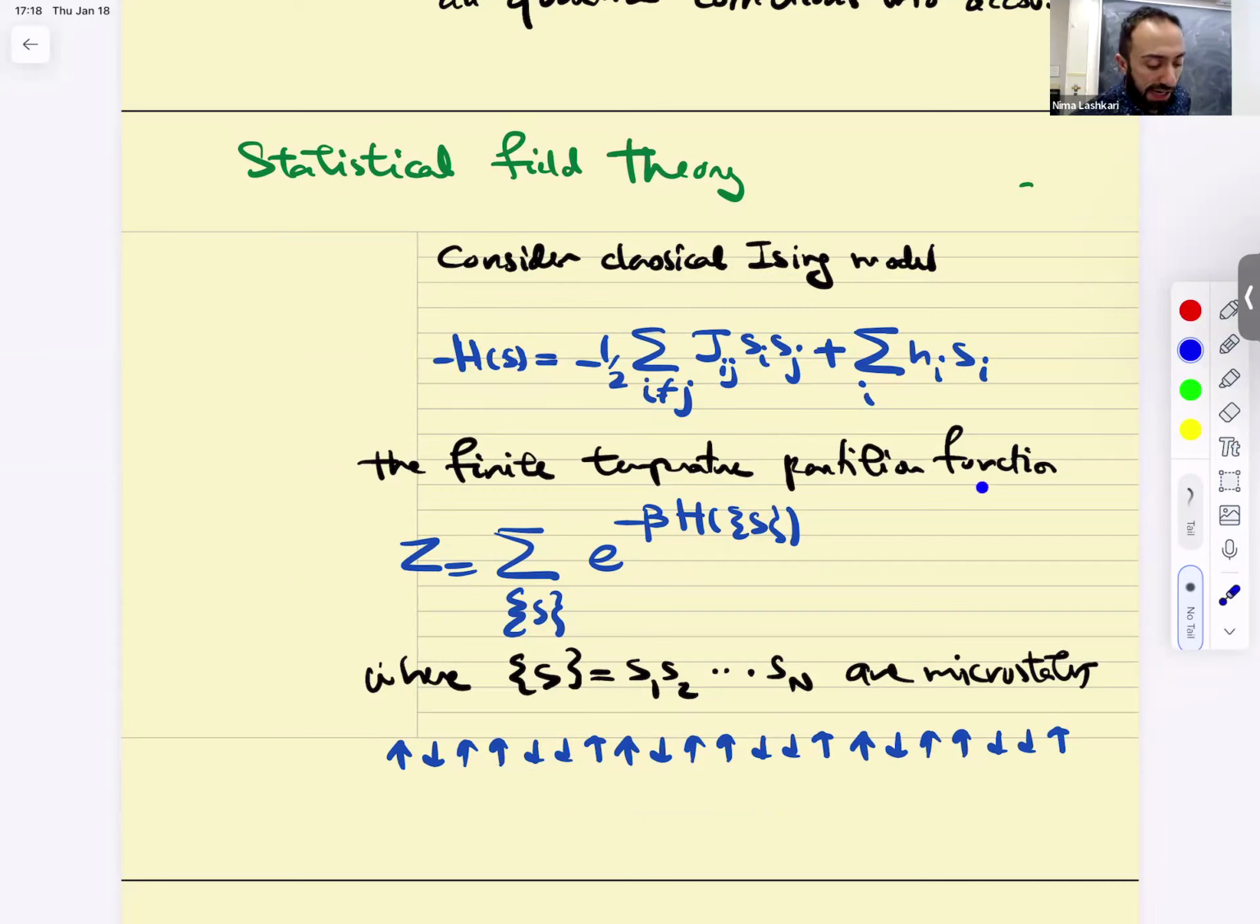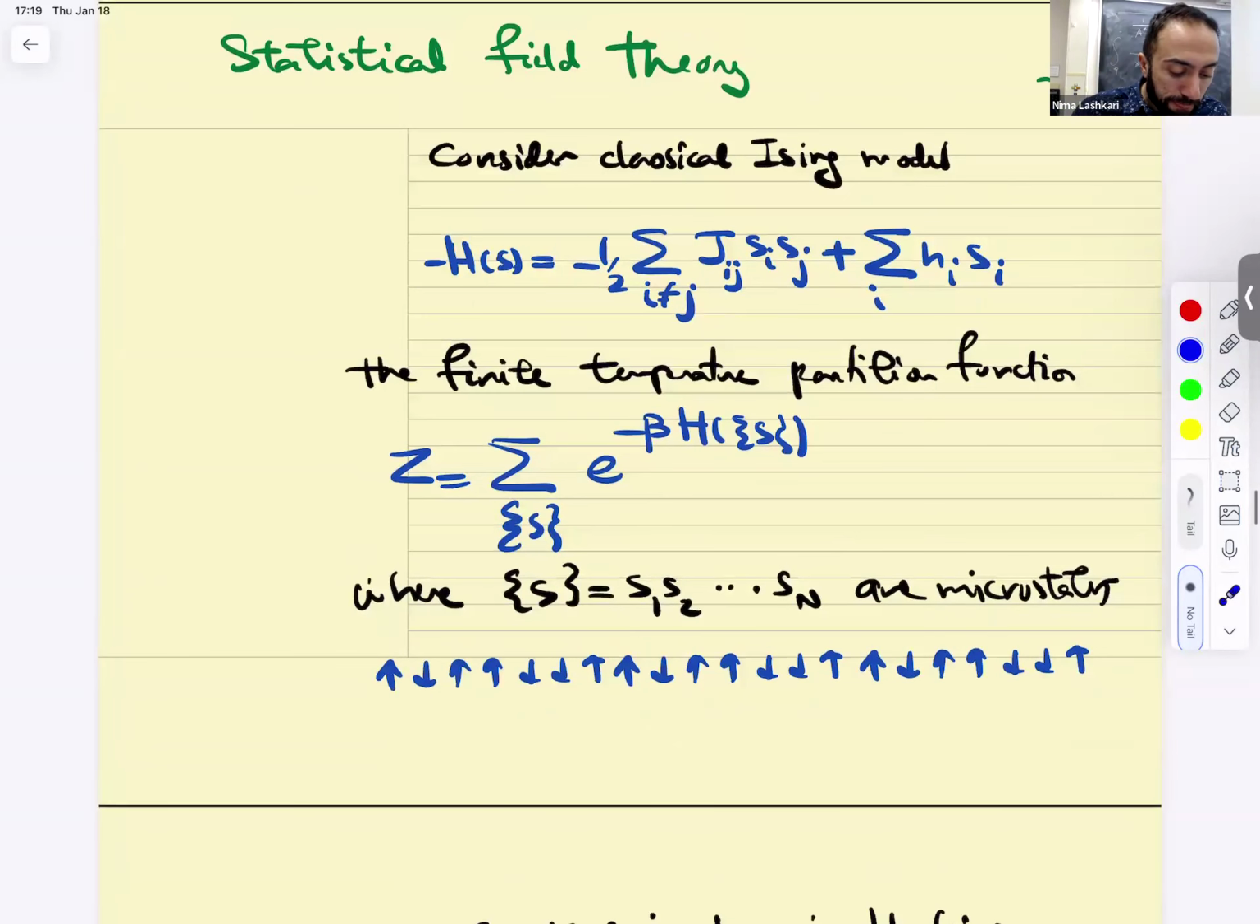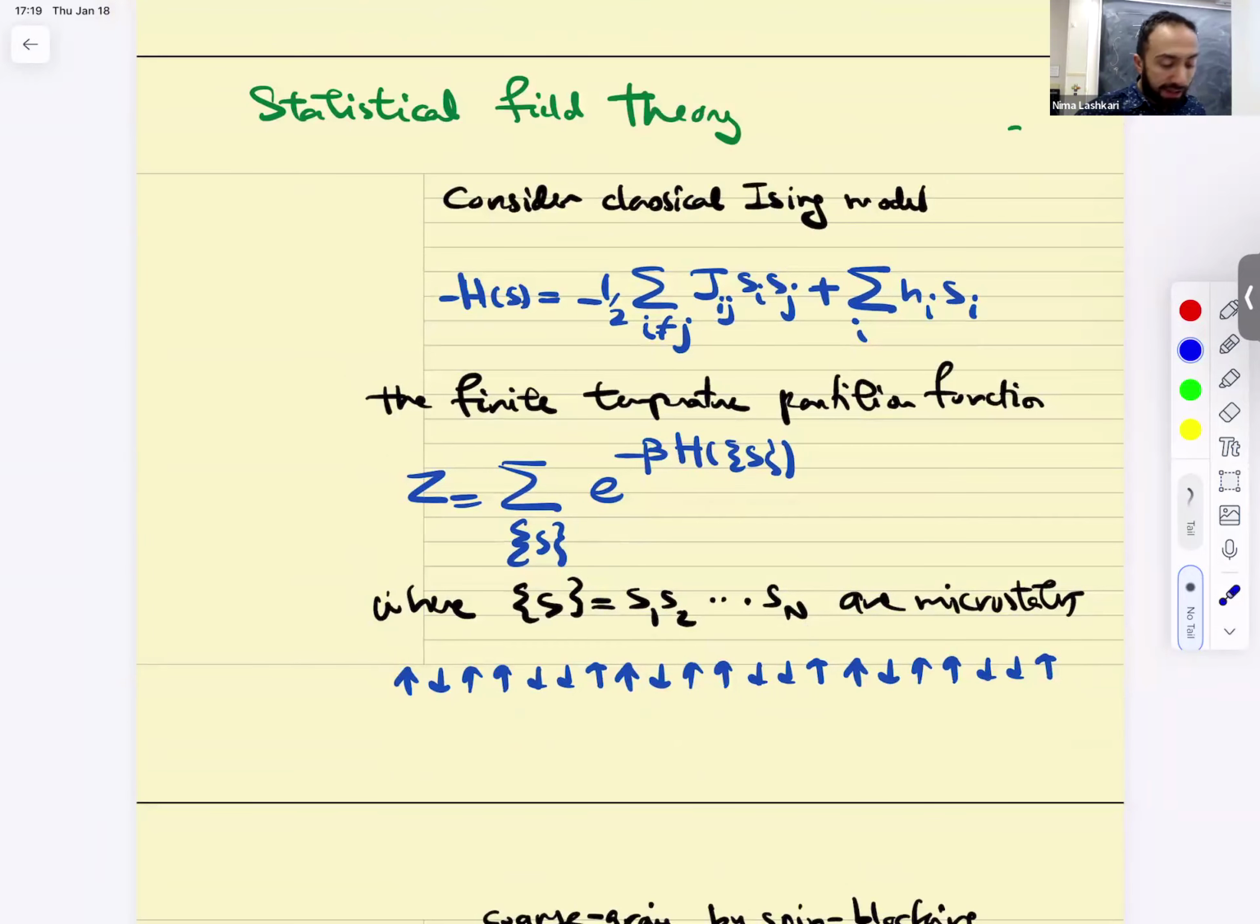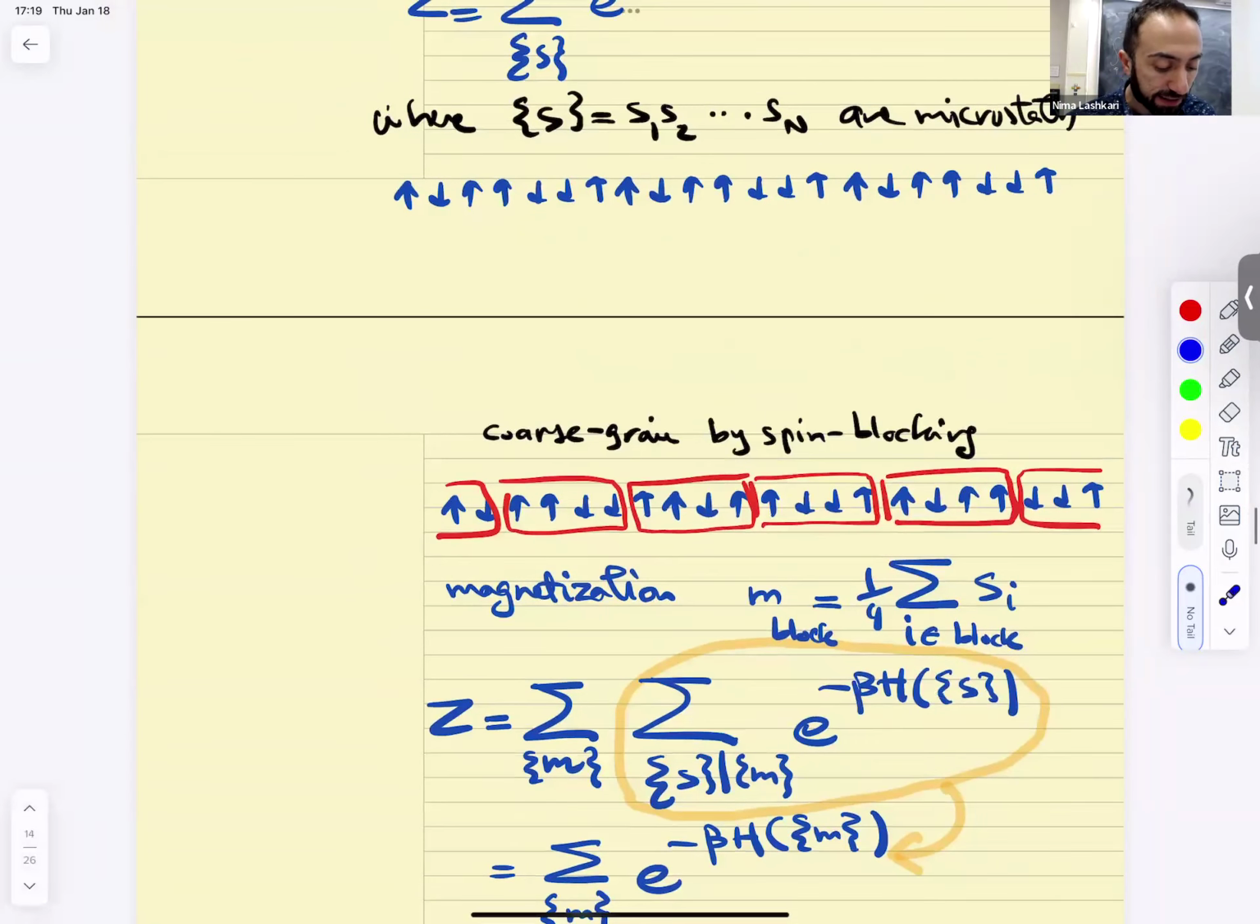At finite temperature, I have to calculate the partition function. That's the moment generating functional. It's a sum over all microstates of e to the minus beta H of the microstate. A microstate is a sequence of zeros and ones, and I have plenty of them. How many do I have? 2 to the power of n. Each microstate is like that. This is the sum I'm going to try to do. This already looks like the quantum path integral we've been doing. We'll see that in a sec.